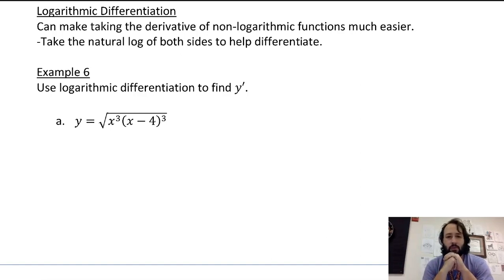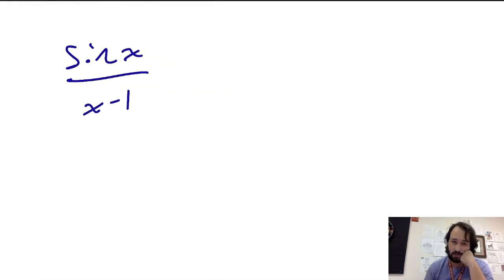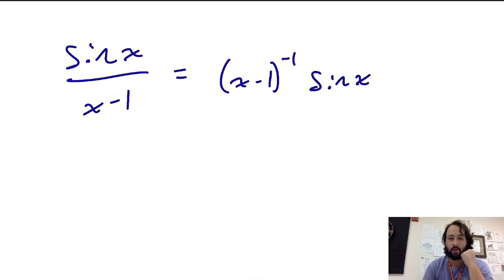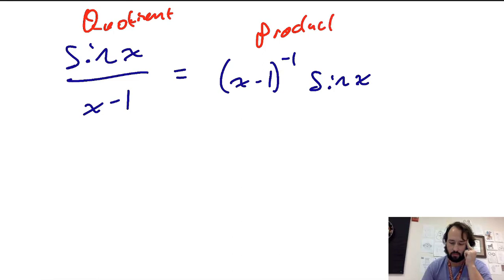So next topic we're going to get into is essentially a different way of taking a derivative. It's just another option. There are lots of different ways that we have taken derivatives up to this point. Like we've talked about, if you have sine of x over x minus 1, and say that's our function, you could also make this (x - 1) to the negative first times sine, right? So the first part would be a quotient rule, and this would be a product, right?